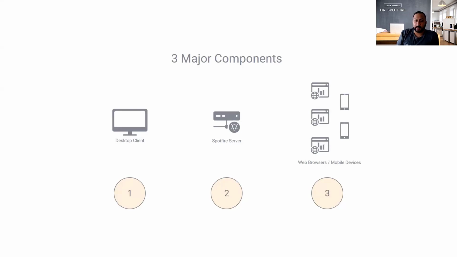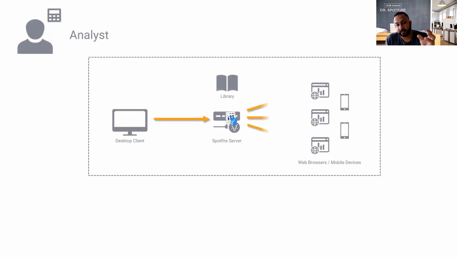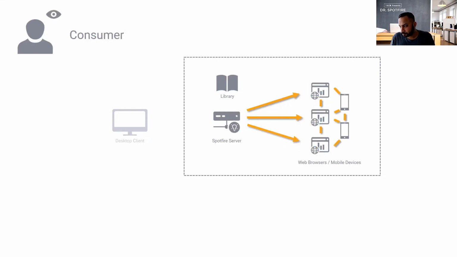Now, if you're an analyst, you can take your DXP from your desktop and put it on your Spotfire server. It's saved into the library. And once it's saved to a library, if people have access to that library folder, then they can view this dashboard. If you're a business author, you're starting from the web. You put it on your Spotfire library, and then voila, it's available to others from the library. So the library is your sharing place. And then consumers, they can only read, right?